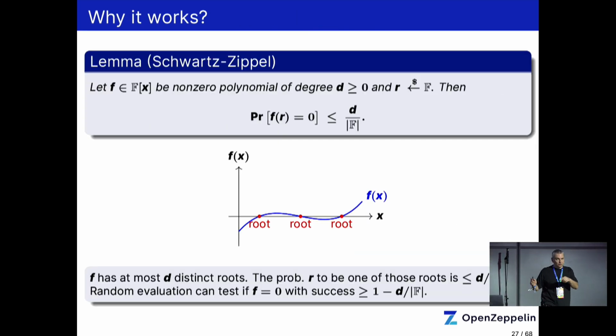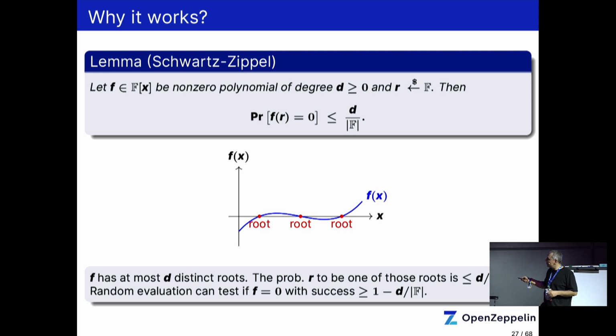the Schwarz-Zippel lemma comes into place, which is widely used in many SNARKs actually, and it basically rests on the simple fact that if you have some non-zero polynomial f that is of bounded degree, so some fixed d, then this polynomial can have at most d zeros. So it can be 0 in at most d places, right?